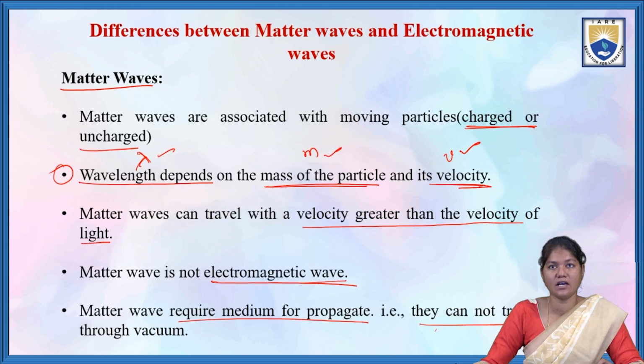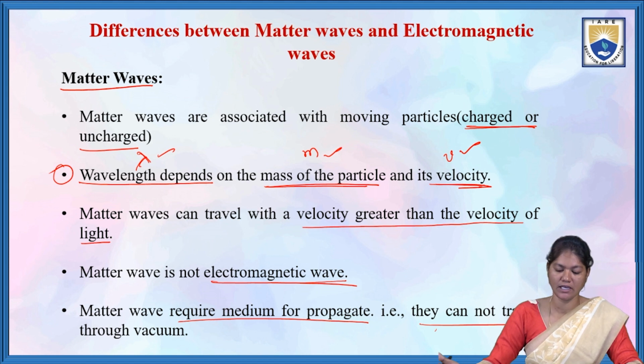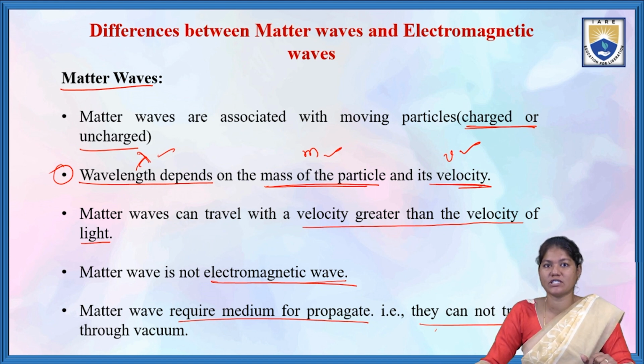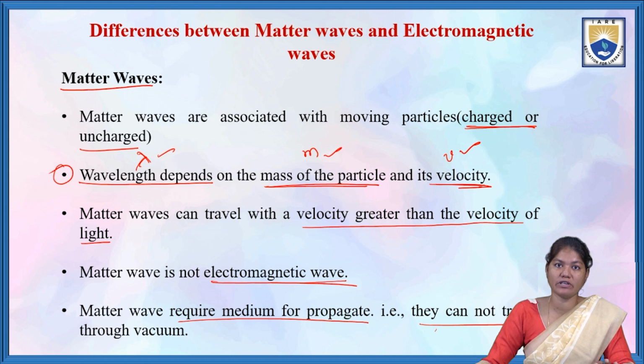And we saw the differences between matter waves and electromagnetic waves. Matter waves are associated with either charged or uncharged particles, but they must be in motion. The matter wave wavelength depends upon the mass and velocity of the particle. Matter waves can travel with a velocity greater than the velocity of light. And these waves are not electromagnetic waves.